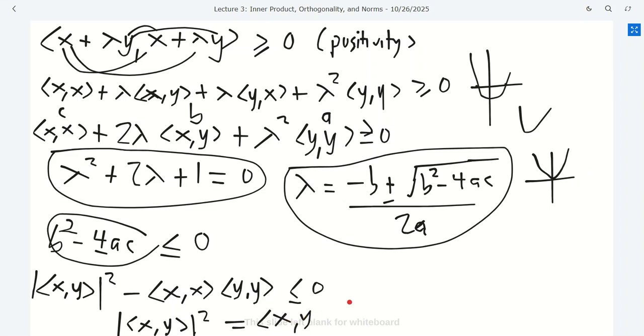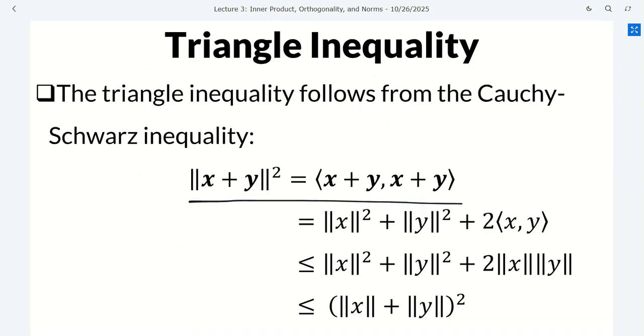Sorry, let me change this. It's supposed to be x, not y. So this is what we have. Sorry, it's supposed to be y rather. So we have this. Let me change the sign, it's supposed to be this. So that is that for the triangle inequality. That's some math over there, but it's just something simple.